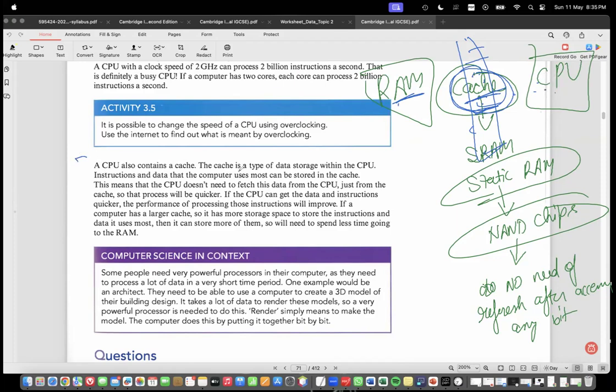So you can see the cache is a type of data storage. Which kind of storage? Primary storage. In it we store data and instructions that the computer uses most frequently. So how will you define RAM? RAM is a primary memory which stores data and instructions which are currently in use. In the same way, cache is also a primary memory which stores data and instructions which are currently or frequently used by a CPU.